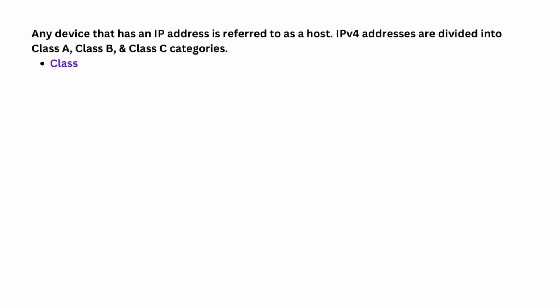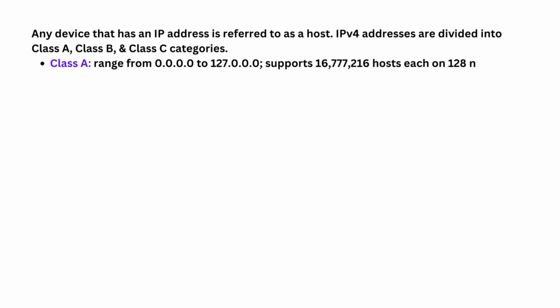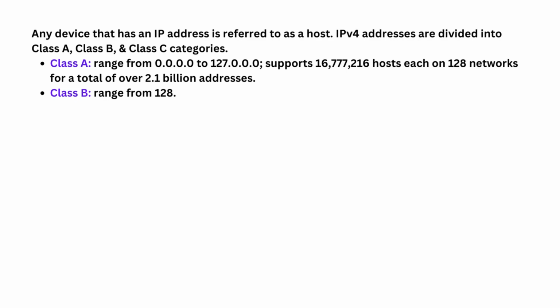Class A ranges from 0.0.0.0 to 127.0.0.0, supports 16,777,216 hosts each on 128 networks for a total of over 2.1 billion addresses.